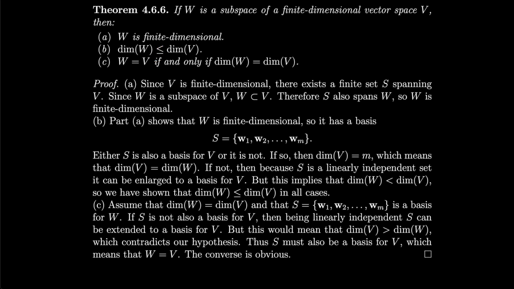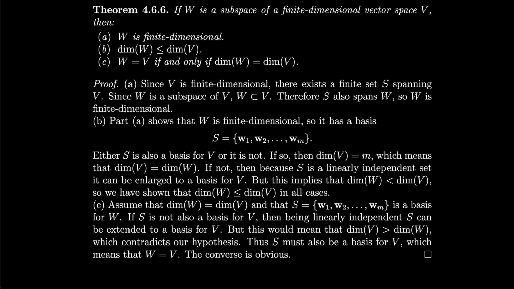If not, then because S is a linearly independent set, we can enlarge it, by the previous theorem, to a basis for V. This implies that, in that case, the dimension of W would have to be less than the dimension of V. So that means that the dimension of W is always going to be less than or equal to the dimension of V.